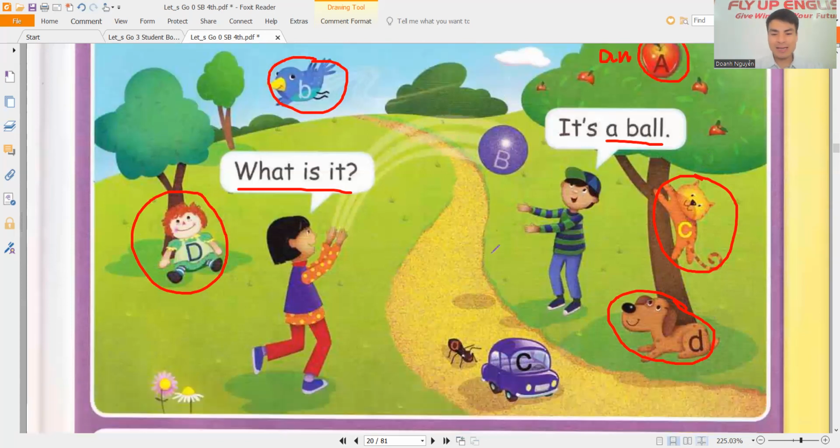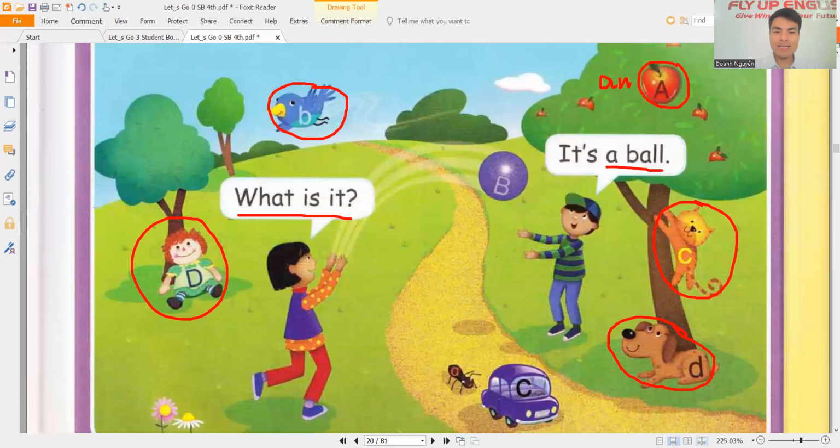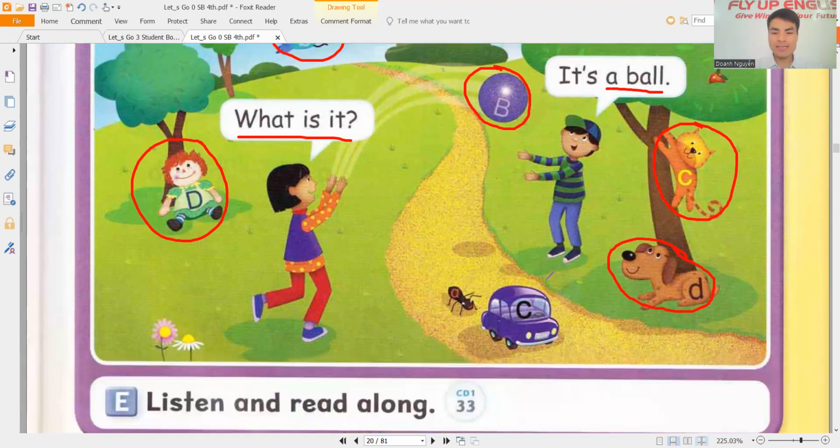Yeah. What is it? It's a ball. Yes, it's a ball. What is it? It's a car. Yeah, it's a car.